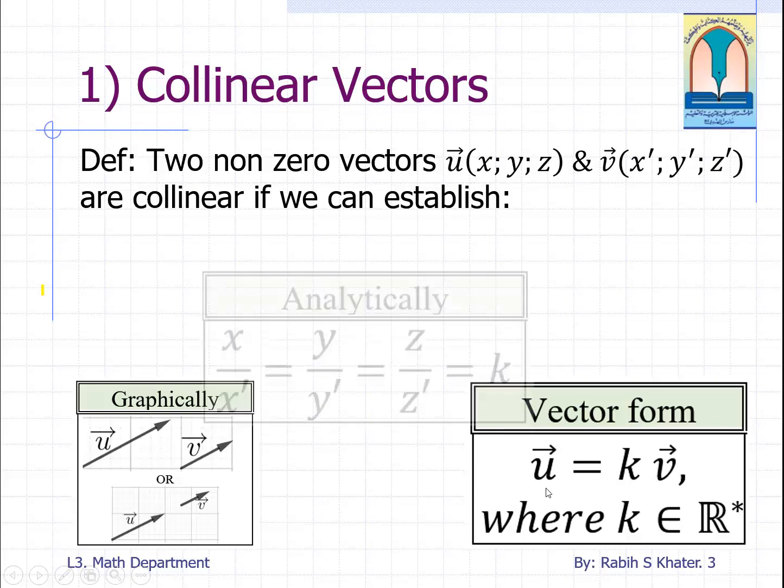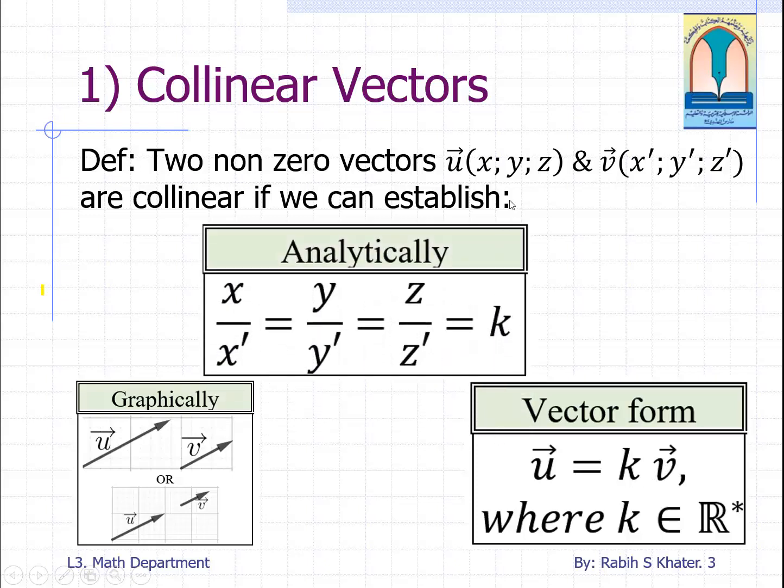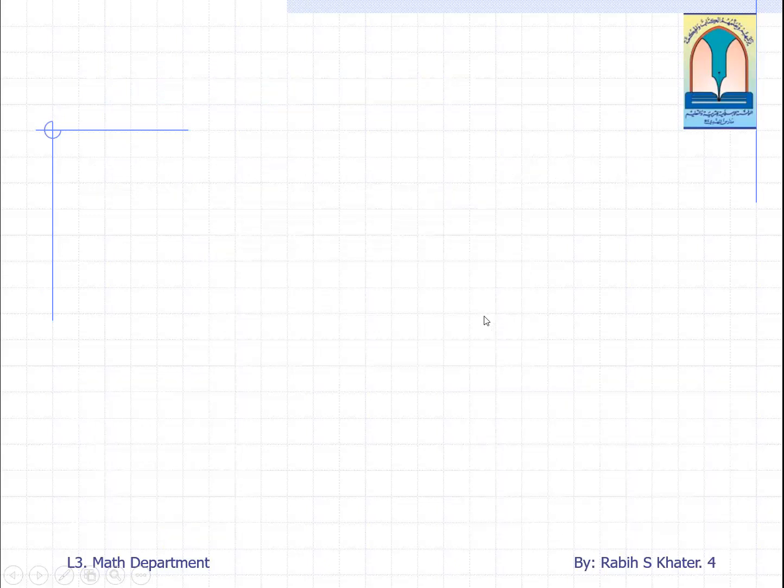Finally, if you have the coordinates of the vectors u and v, we can always establish that if the ratios of x to x prime equals y to y prime and z to z prime equals k, then again the vectors are collinear. Second point, we will tackle coplanar vectors.